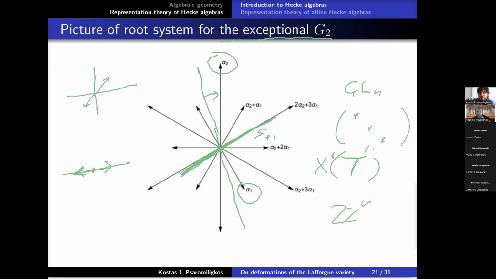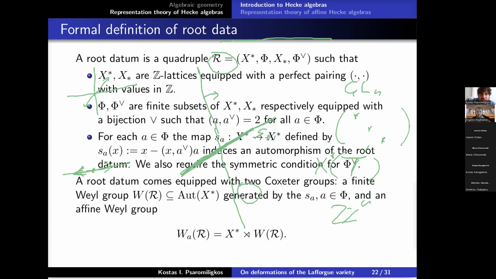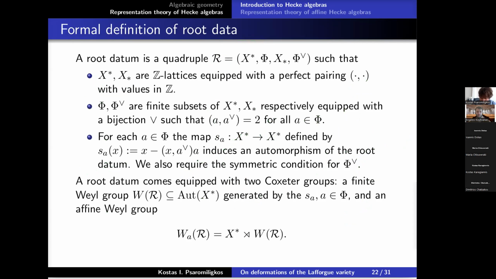Now, the reason I try to first introduce this with a picture is that we have this actual, maybe it looks horrible, definition of a root datum. So what is that? Well, this is supposed to be a root system, and this is supposed to be a dual root system.